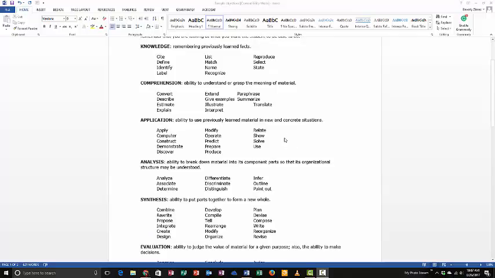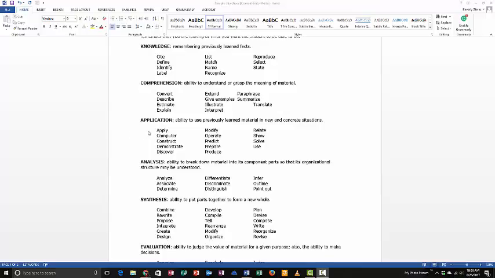Application is the next step up. It's the ability to use previously learned material in new and concrete situations. Application is where you take the information from knowledge and comprehension and you use it in some way. You may use it to demonstrate something. You may use it to solve a problem. You may use it to predict what the results of an action might be, those sorts of things.